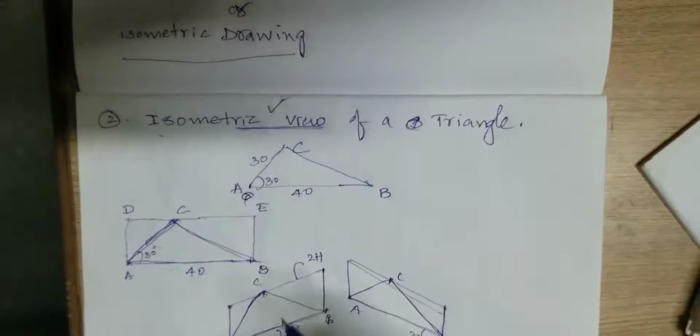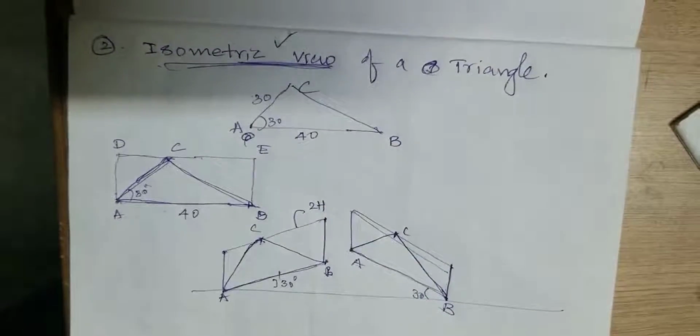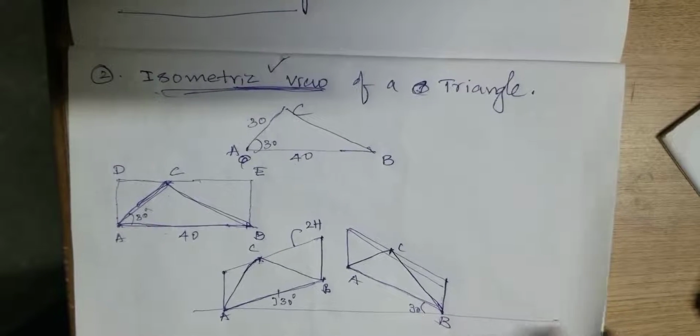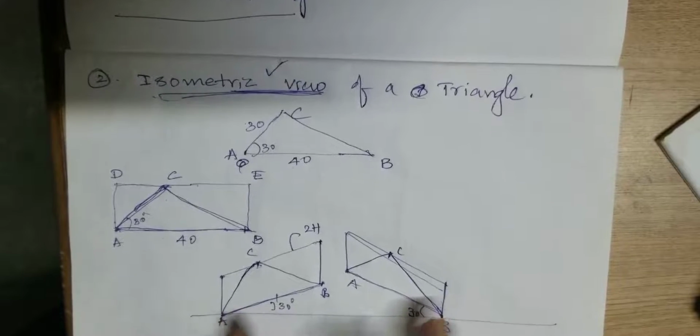Here, you can observe in the previous question and this question, these dimensions are true dimensions because he is asking for isometric view. There he is asking for isometric projection. That is the only difference between this question and the earlier question. This is how we have to draw the isometric projection of a triangle.